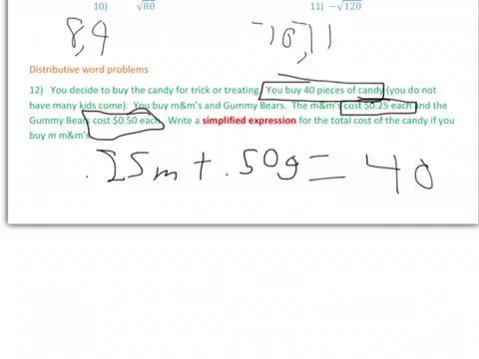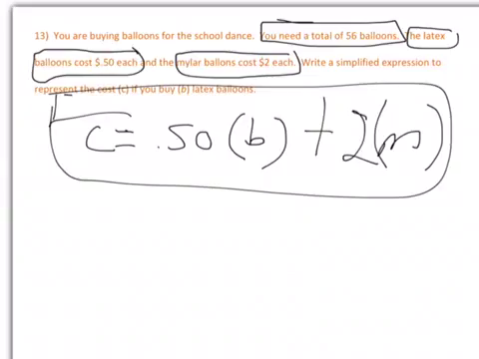For 12, I got 0.25m plus 0.50g equals 40. For 13, I got c equals 0.50 in parentheses b plus 2 in parentheses m to represent mylar balloons, and also the latex balloons.